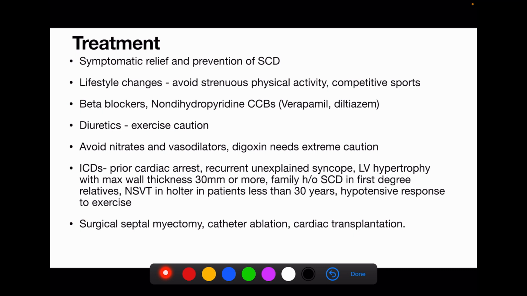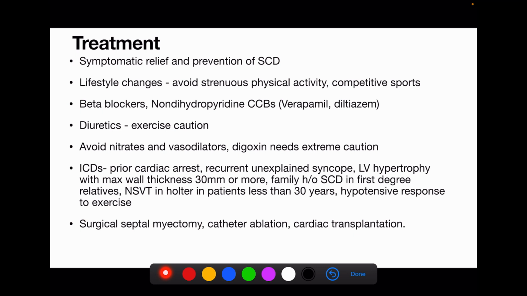Now coming to the treatment. When the patient is diagnosed as having hypertrophic cardiomyopathy but has no symptoms, you can't do much about that. You can just give some lifestyle advice to the patient that they're not supposed to do strenuous activity or participate in contact sports. That's the only thing you can do. There is no role for infective endocarditis prophylaxis. There is no role for any prophylactic medications.